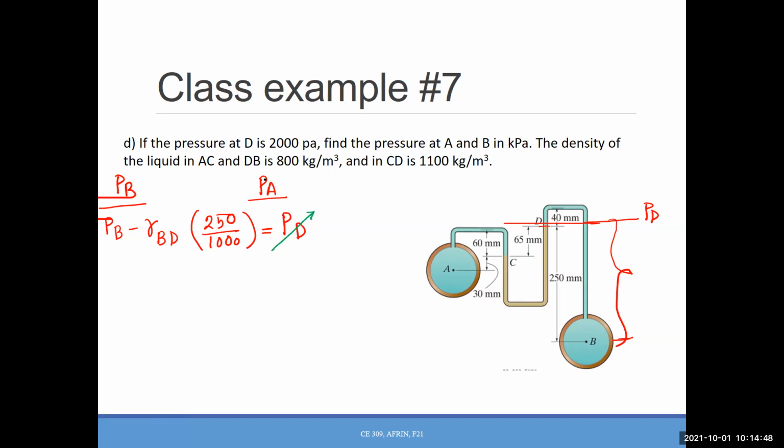Is that 1000 just for converting from millimeters to meters? Yes, yes, yes. Can we just write 0.25 down? You can, yes. So PD is what? 2000. And do we know the gamma BD? We can find that, yes. So we know the density. We can find that because gamma equals rho times gravity. So the rho for BD is 800 multiplied with 9.81. So give me the answer for gamma: 784.